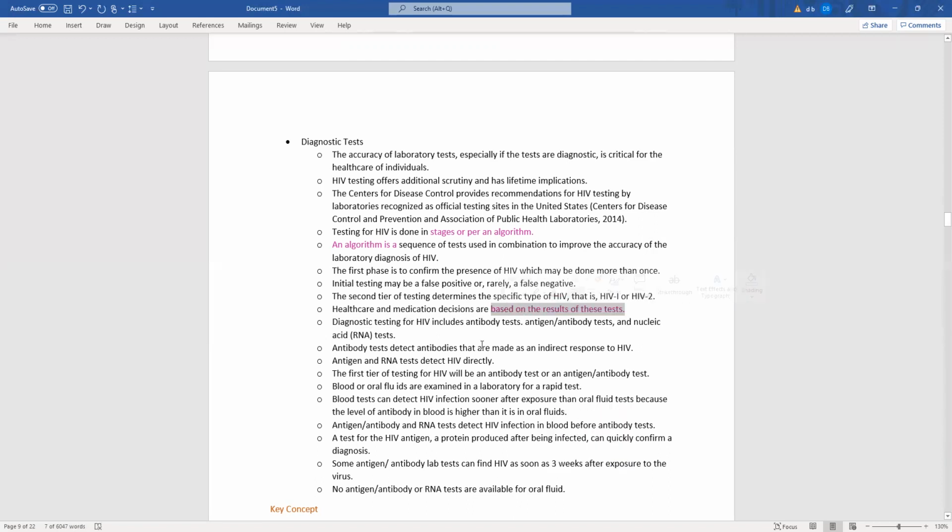Diagnostic testing for HIV includes antibody testing, antigen-antibody testing, and nucleic acid testing, which is the RNA test. The antibody test detects antibodies that are made as an indirect response to HIV. Antigen and RNA tests detect HIV directly. The first tier of testing for HIV will be an antibody test or an antigen-antibody test.